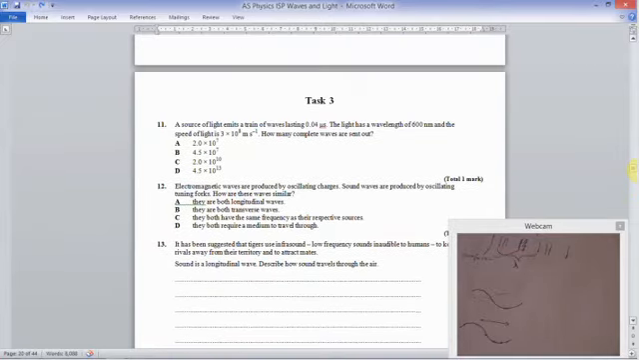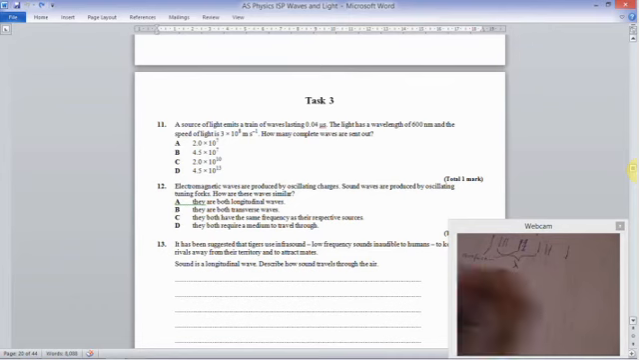So the first one: a source of light emits a train of waves lasting 0.04 microseconds. So that's the time for these waves. The light has a wavelength of 600 nanometers, and the speed of light is given. How many complete waves are sent out? Well, if we know the distance that this train has travelled, we can figure out how many wavelengths have been sent out, and therefore the complete number of waves.